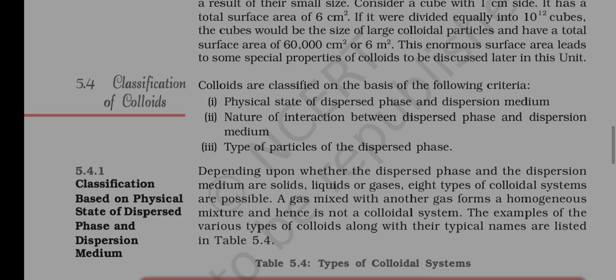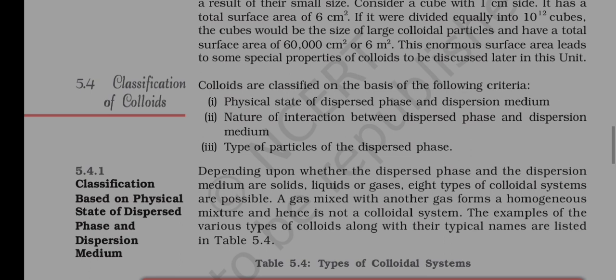Classification of colloids. Colloids are classified on the basis of the following criteria. First, physical state of dispersed phase and dispersion medium. Second, nature of interaction between dispersed phase and dispersion medium. Third, type of particles of the dispersed phase. First, classification based on physical state of dispersed phase and dispersion medium. Depending upon whether the dispersed phase and the dispersion medium are solid, liquid or gas, eight types of colloidal systems are possible. A gas mixed with another gas forms a homogeneous mixture and hence it is not a colloidal system.